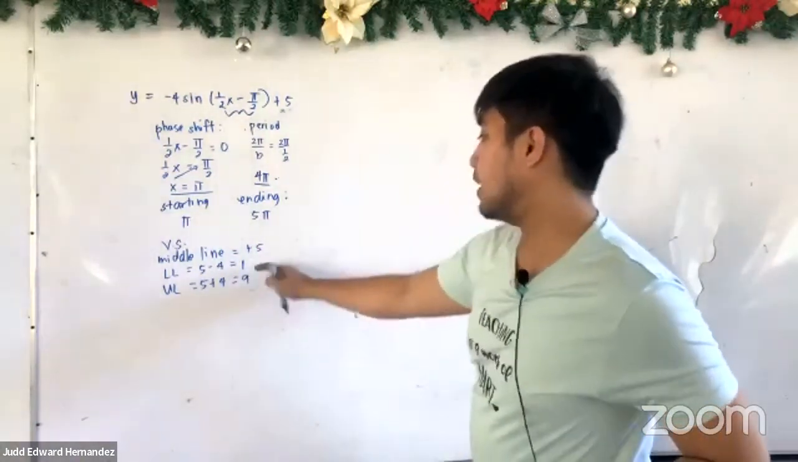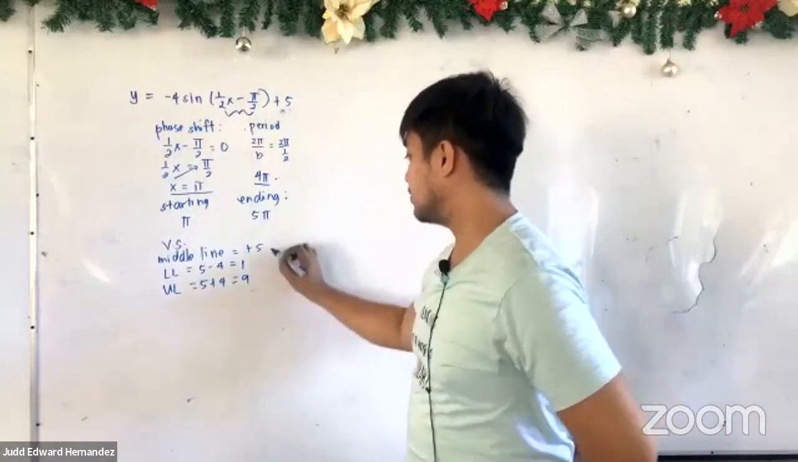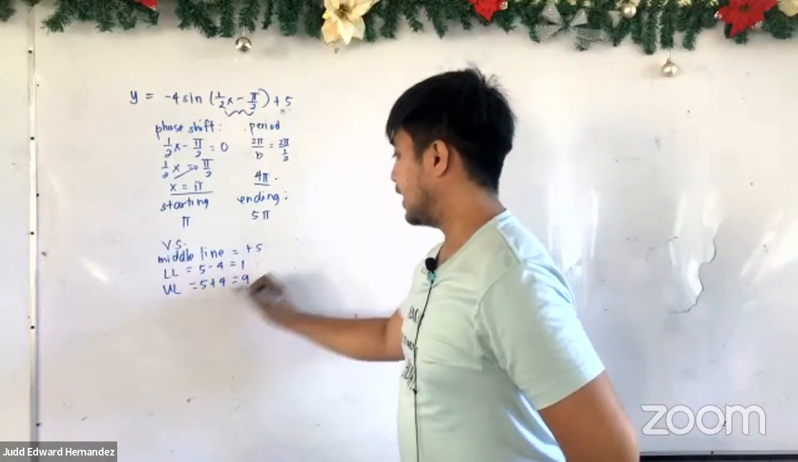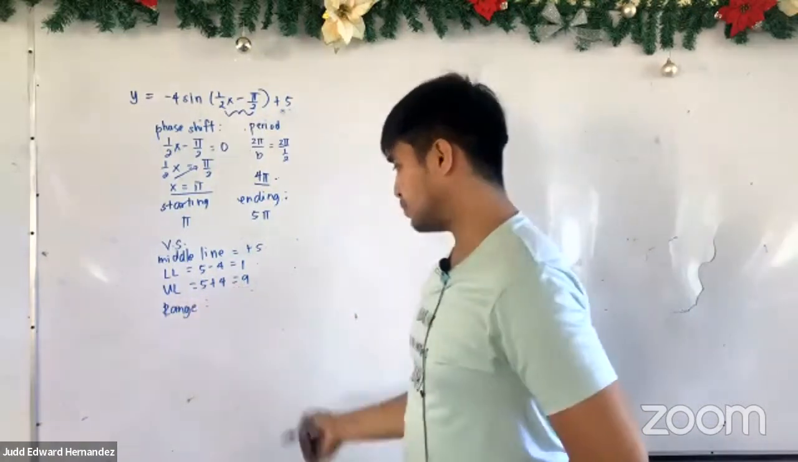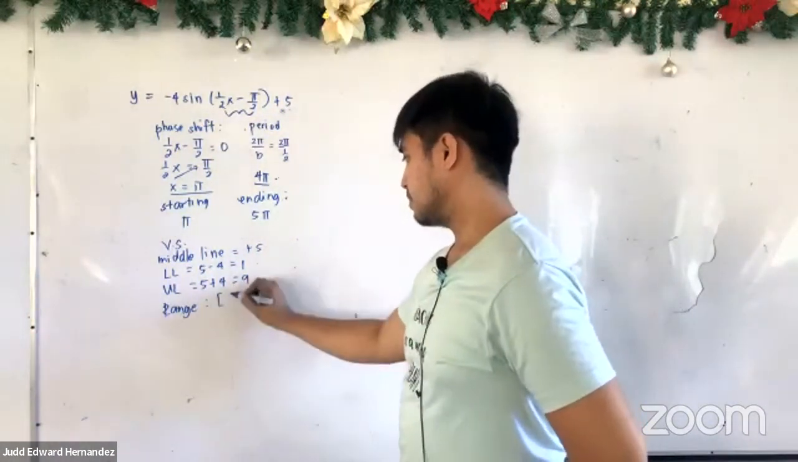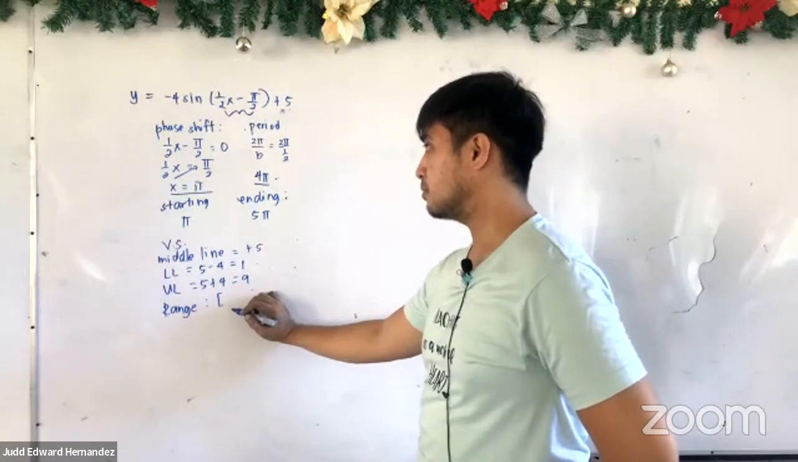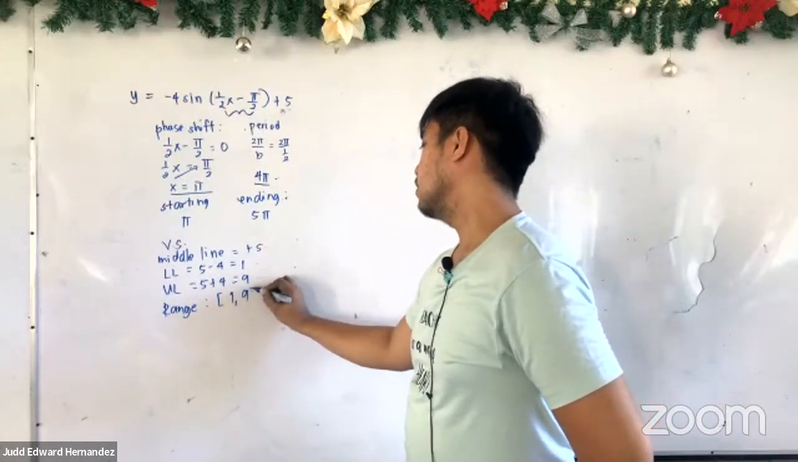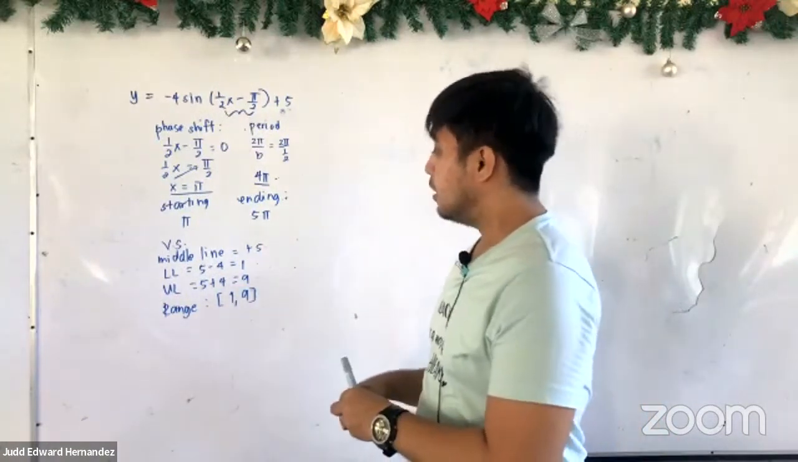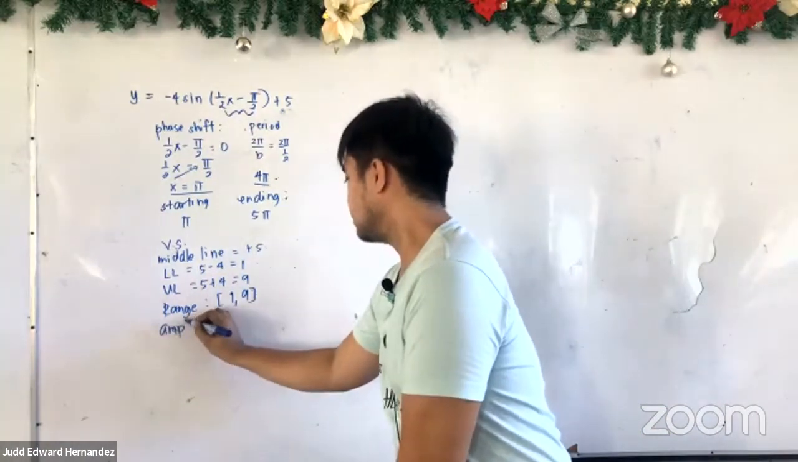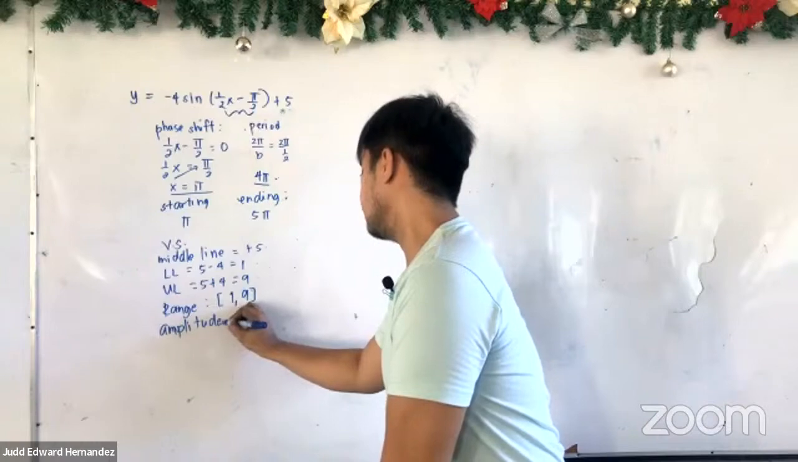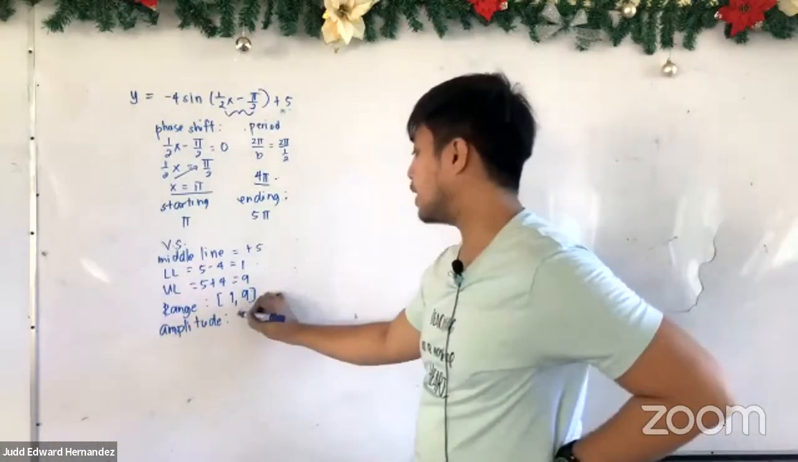Okay, yan dapat yung meron tayo na meaningful numbers: 5, 1, 9. Therefore, what is our range? Our range would be 1 to 9. Okay, that is our range. And also, ano pa kulang natin? Amplitude. Okay, what will be our amplitude? Our amplitude now would be positive.